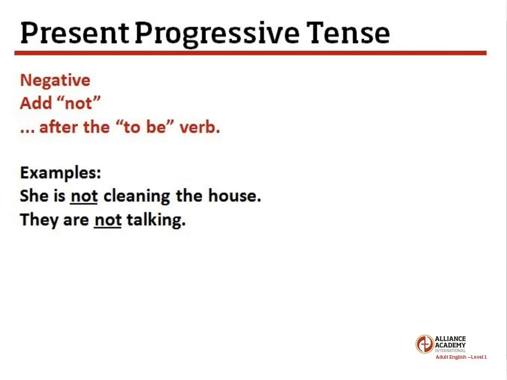Now, present progressive tense in negative, we just need to make sure that we add not after the to be verb. So let's look at an example here. She is not cleaning the house. They are not talking. So that's the way to make present progressive tense in negative, by adding not.